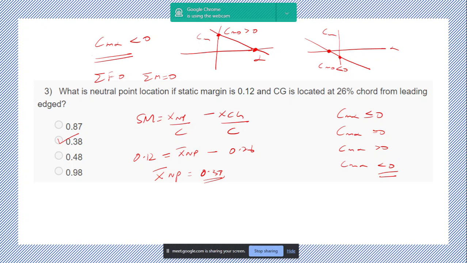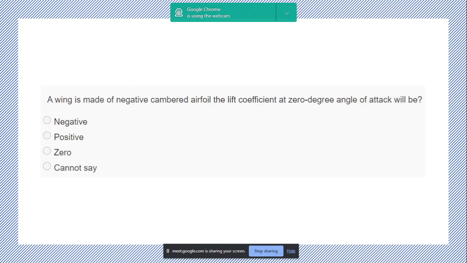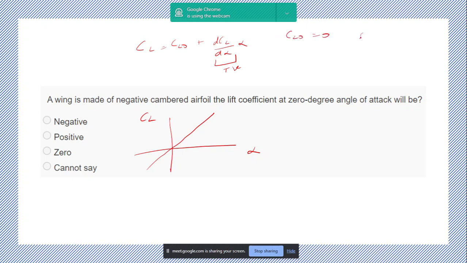Okay, so let's go to the next question. A wing is made of negative cambered airfoil. The lift coefficient at 0 degree angle of attack will be. So your CL alpha graph is what you need, CL versus alpha. How will the graph look? For a symmetric airfoil, how does it look? So you see, yes, it passes through the origin with a positive slope, right? So CL is CL naught plus dCL by d alpha into alpha, where this slope is positive. For a symmetric airfoil, CL naught equals 0.